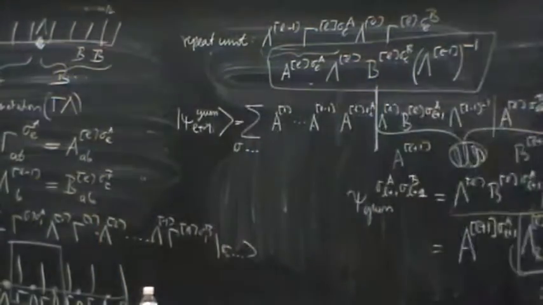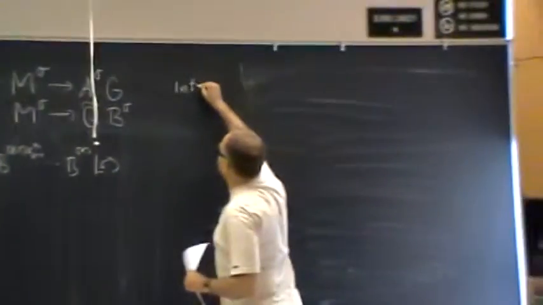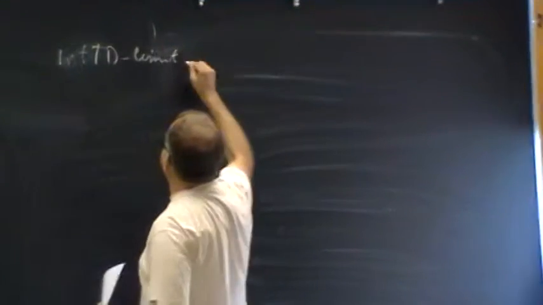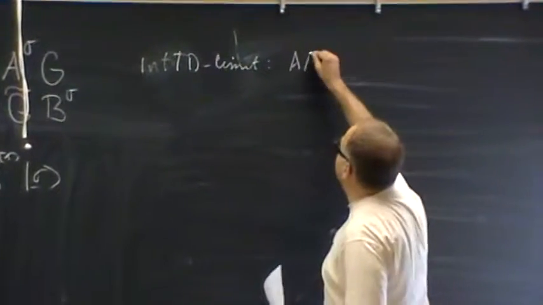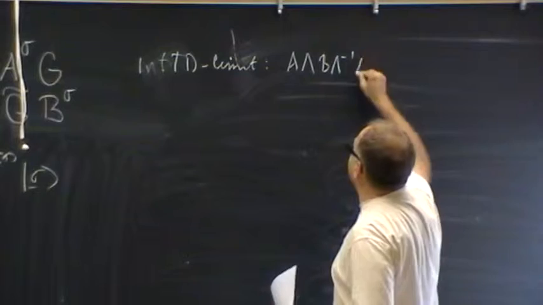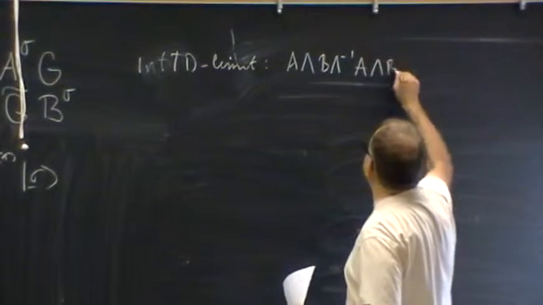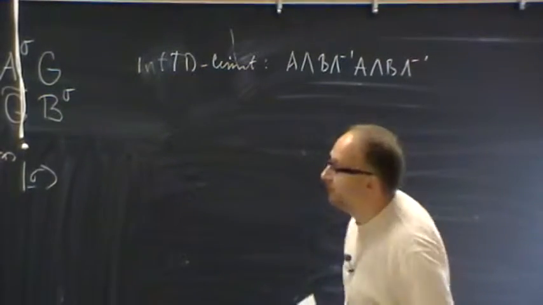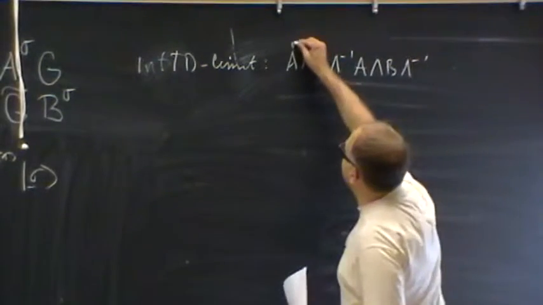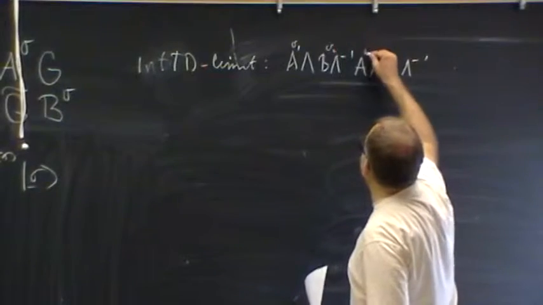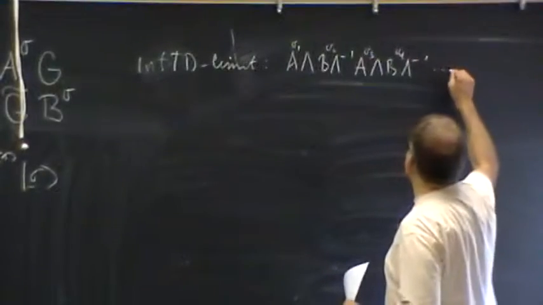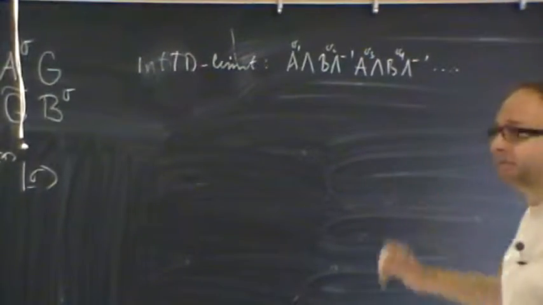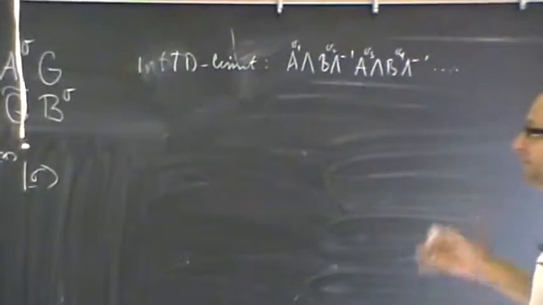So the infinite system, or the thermodynamic limit state, would then simply be given by A lambda B lambda minus 1 A lambda B lambda minus 1, where these lambdas of course are not the same but the ones we have in the expression. And then you would have here sigma 1, sigma 2, sigma 3, sigma 4, and so on and so forth. And then you can do your evaluation tricks of working out overlaps and stuff like that.